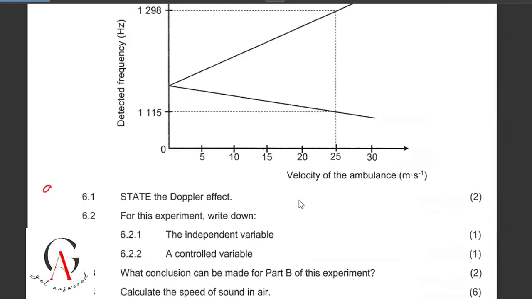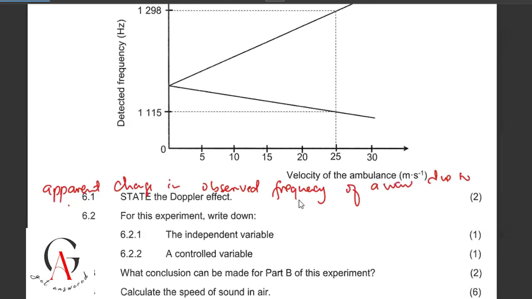So Doppler effect is basically the apparent change in the frequency that is observed by the listener, or apparent change in the observed frequency of a wave due to the relative motion of the observer and the source.